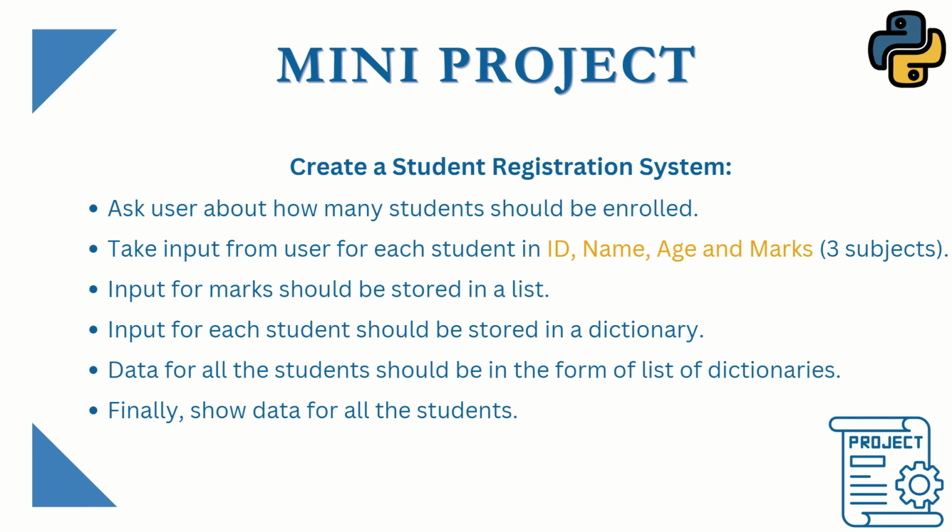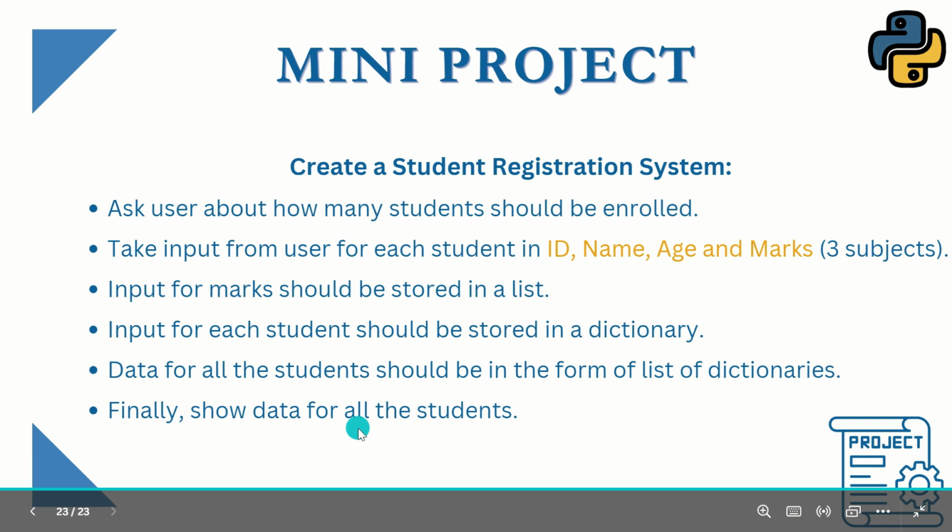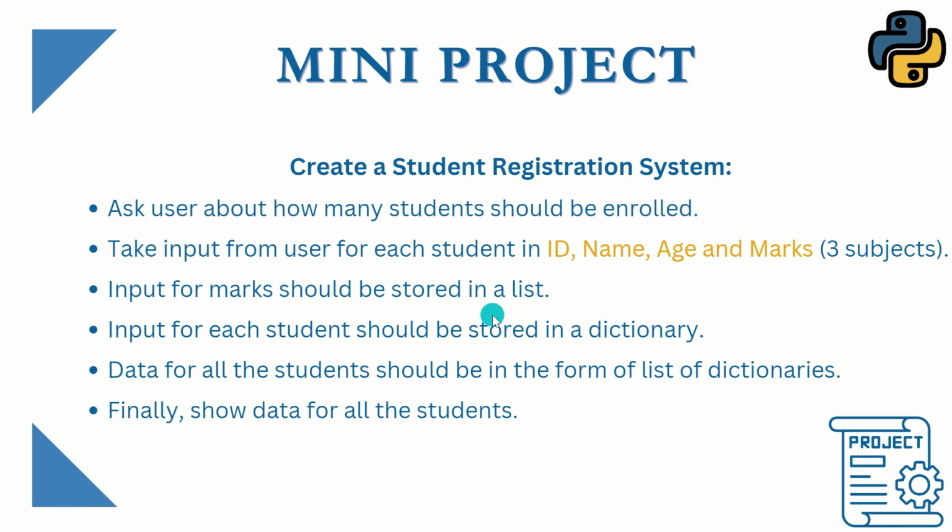What is the benefit? You know that if we have a list of dictionaries, then we can iterate over them. We can filter the dictionaries. We can update them all, and we can perform tons of different operations, right? And finally, we will show the data for all the students for which we have received input, right? So yeah, there's a use of dictionary over here. There's a use of list over here. There's a use of loop over here, and probably a few other things as well.